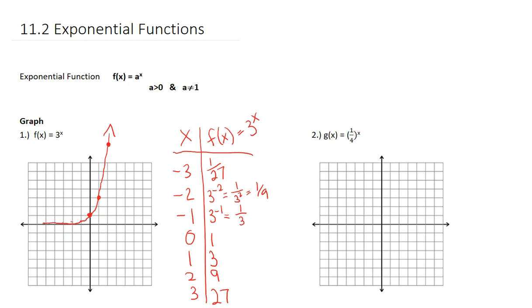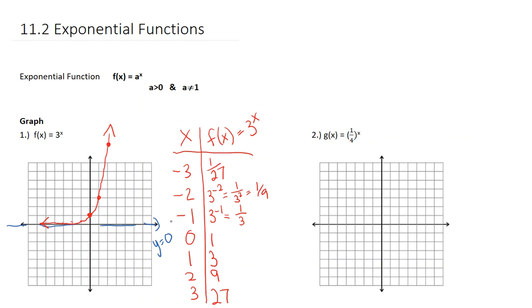So what we end up having here is an asymptote. This asymptote right here occurs at y equals 0. It's actually not a part of the graph, but it's important to see that line.